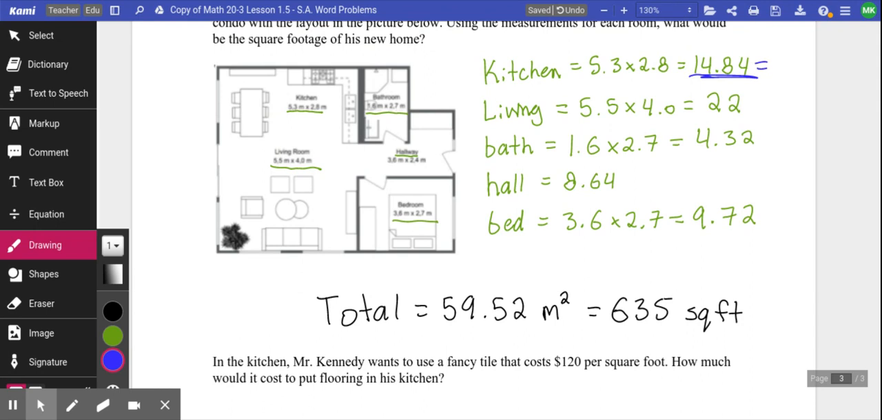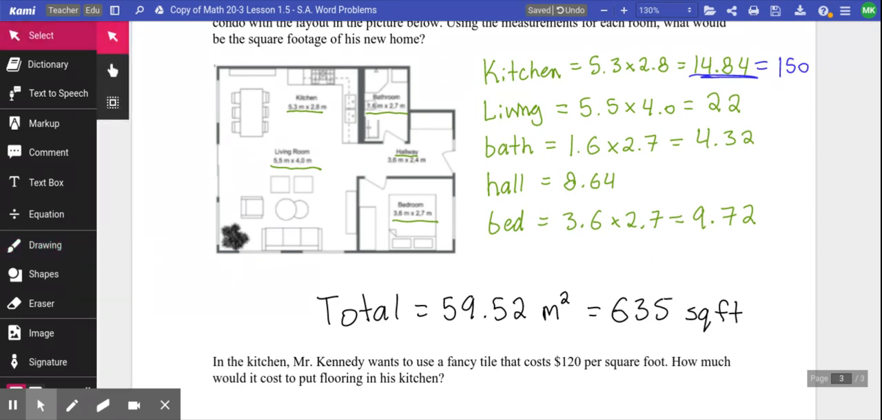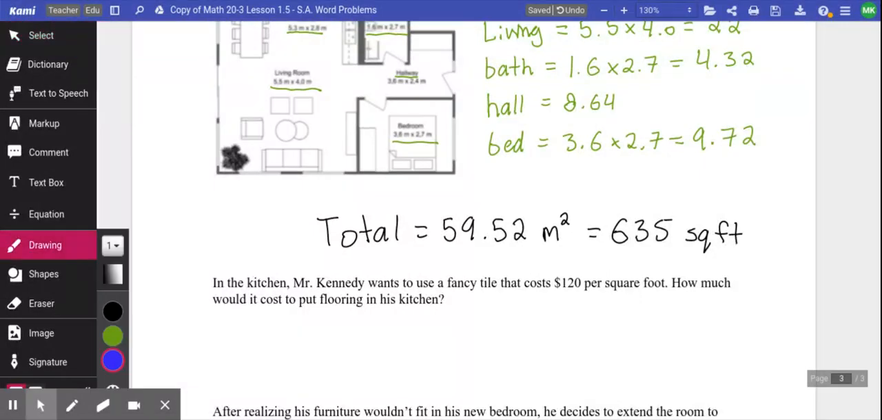we got to do square feet because that was square meters, right? So that's my bad on having meters and then square feet. It's going to be roughly like 150 square feet. That's a good kitchen. So if it's 120 per square foot, you want to do 120 times 150. And that will tell you how much the flooring will cost. The 18,000 for that tile.